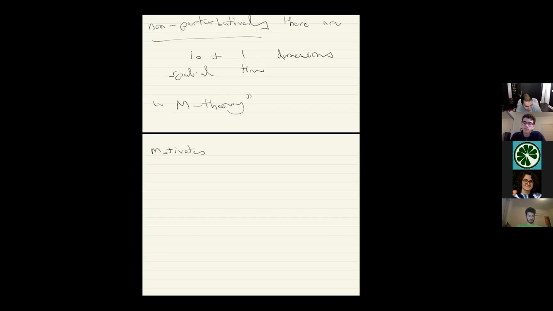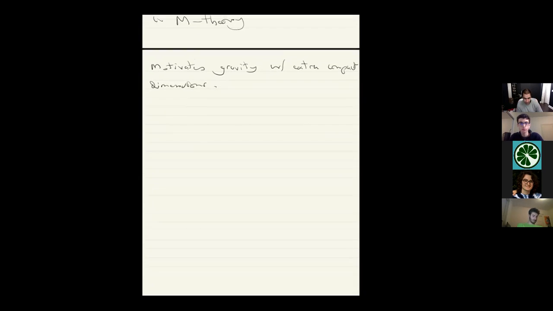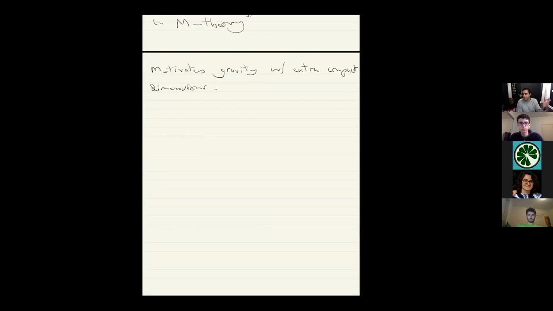It motivates gravity with extra compact dimensions, which was the title of this talk. And so one way we might hope to test something like string theory is to see, can we see some signs of those compact dimensions in observable physics? Now, I explained to you already that the fundamental scale of quantum gravity is incredibly big compared to any observable scale today. So that looks like a hopeless task.